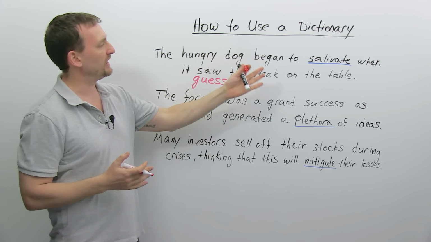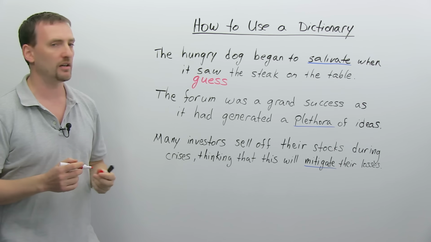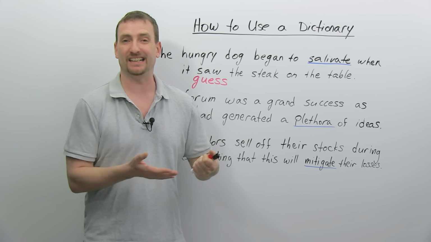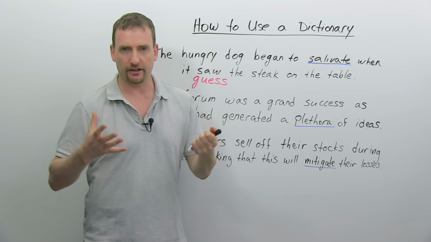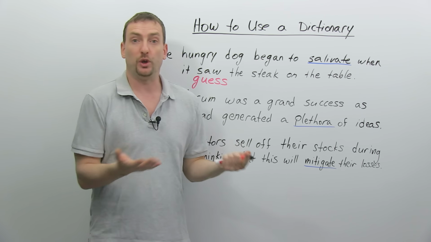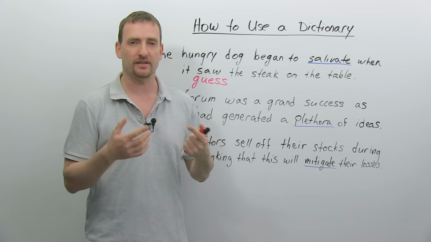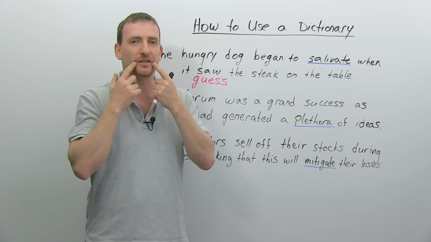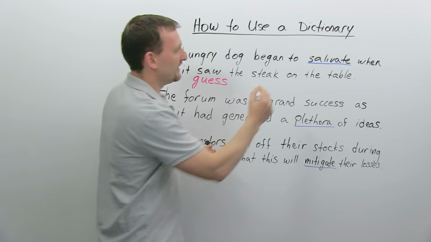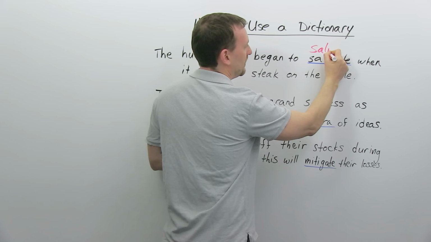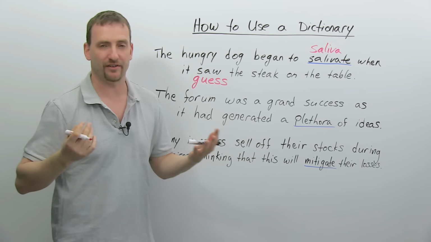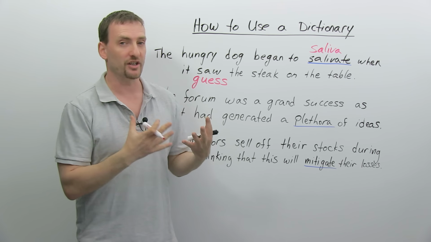The hungry dog began to salivate when it saw the steak on the table. Now, most of you have seen a dog. Most of you have probably seen a hungry dog. Now, you think of a hungry dog, you think of a steak. What do most dogs do? Even what do humans do? Dogs do it more obviously. They start to salivate. The little wet stuff comes out of their mouths, right? That wet stuff is saliva. Dogs have it, you have it, I have it, human beings have it too. It helps us to eat and digest our food.